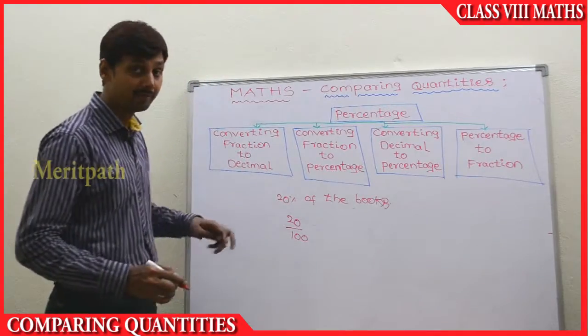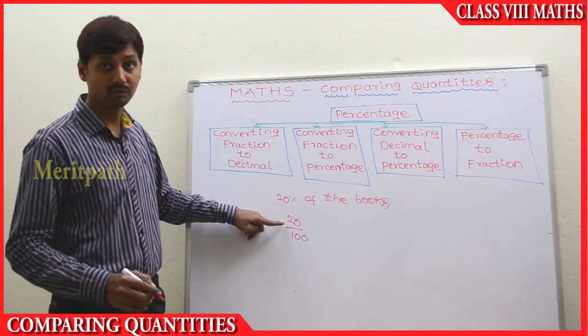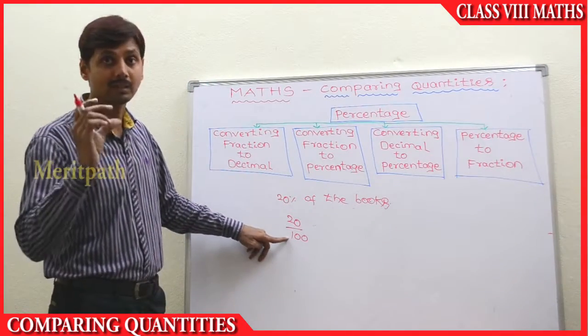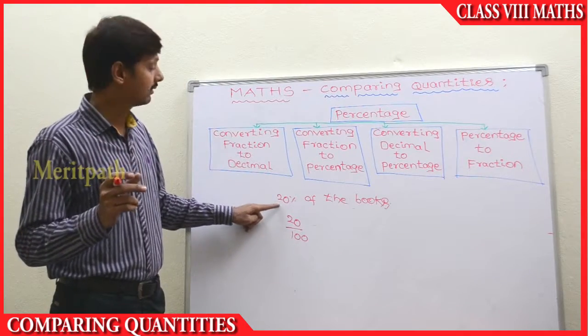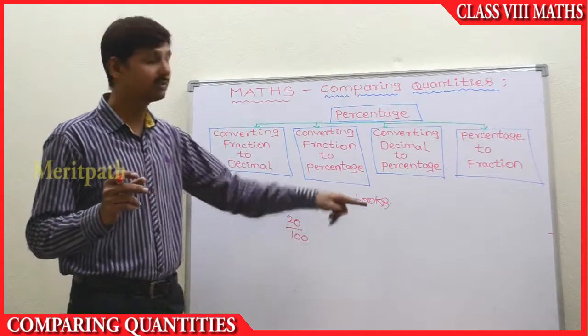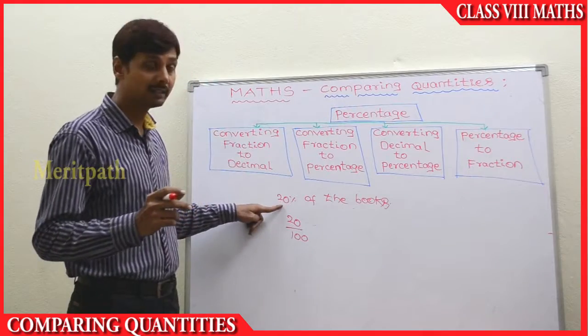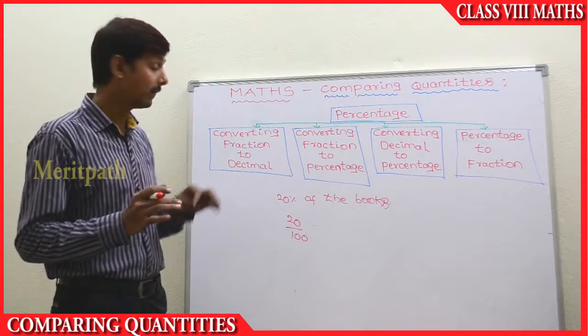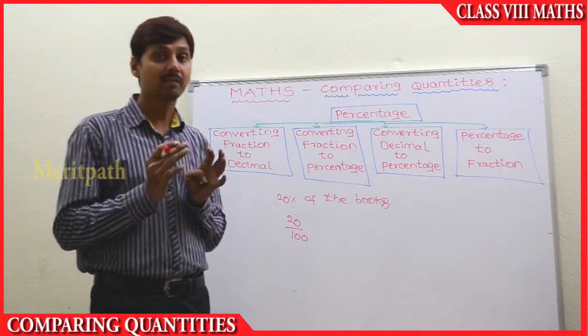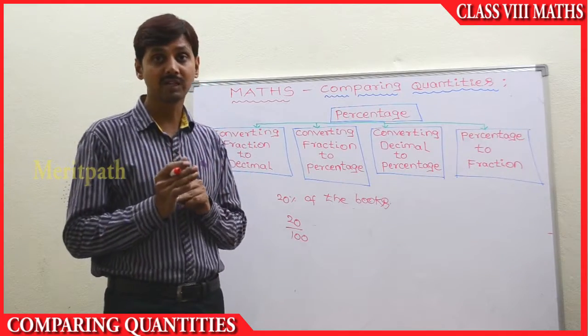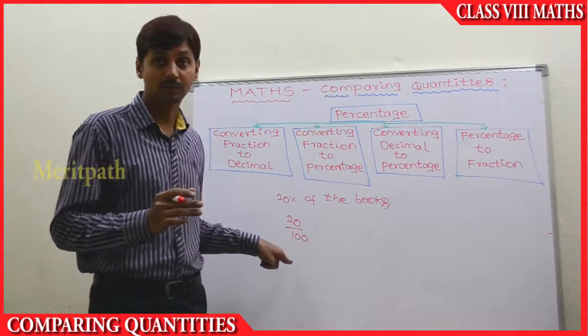So for each 120 books we have, that's the reason we take 20% of the books. That's the reason we call it 20% of the books. So any percentage, if we have, is calculated out of 100.